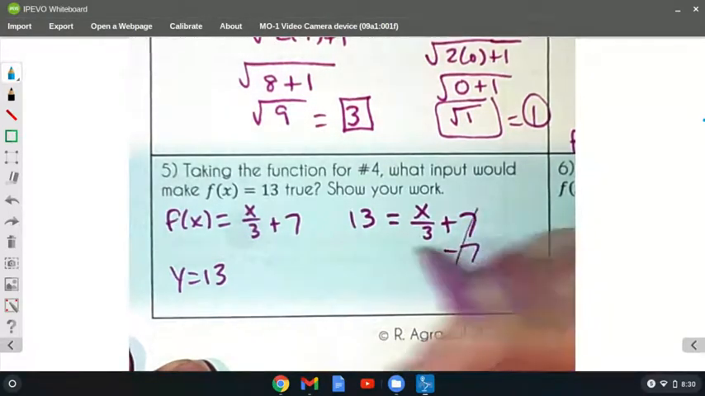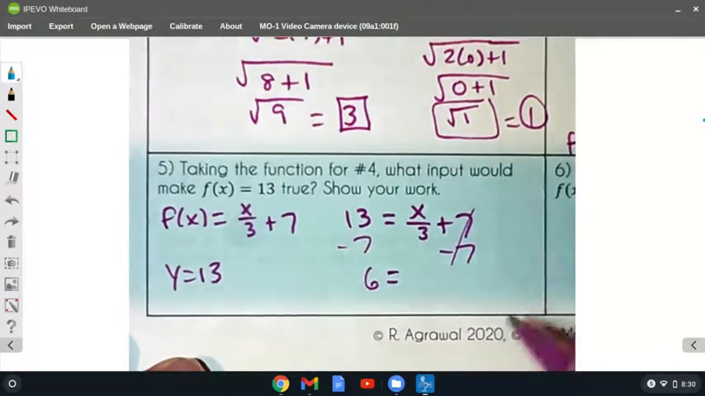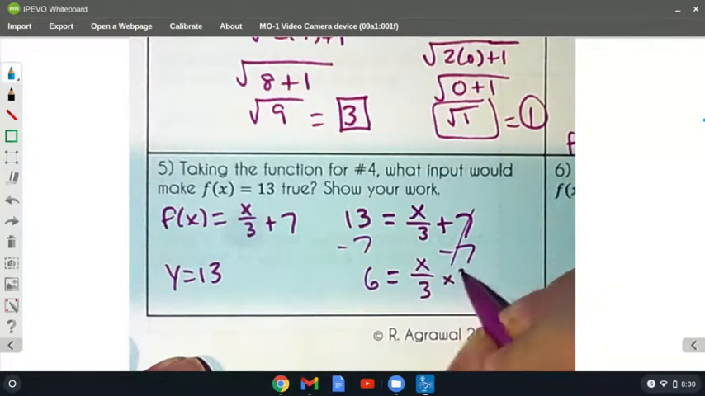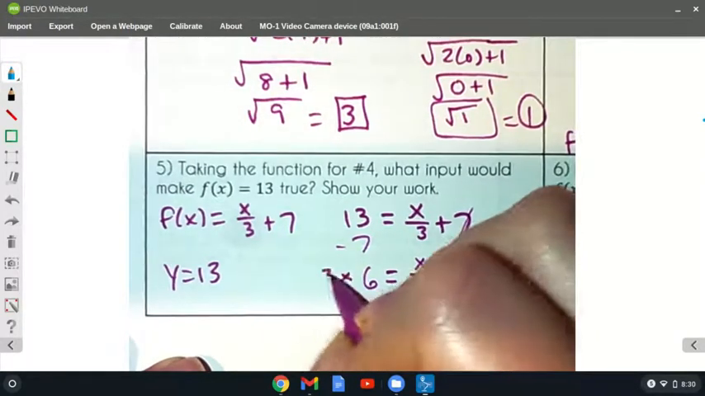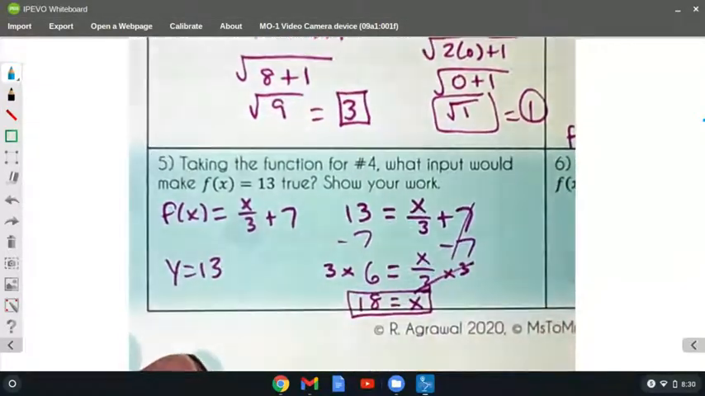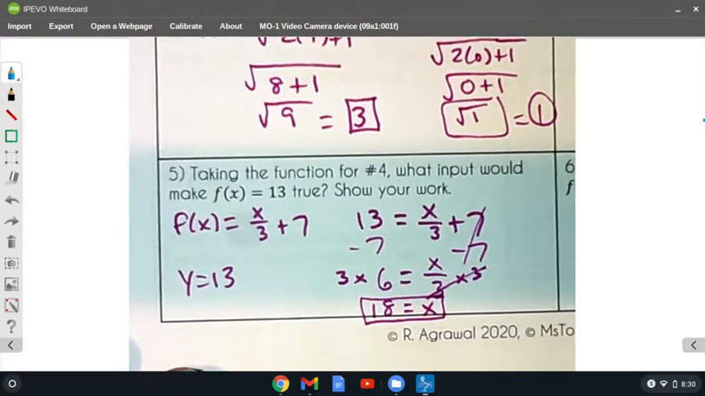So the first thing I'm going to do to solve is subtract 7. That's going to give me 6 here. And then I have x over 3. I want to get rid of this denominator. It's division, so I'm going to do the opposite. I'm going to multiply by 3 on both sides. I get 18 equals x. So in order for f of x to equal 13, our input value x would have to be 18.